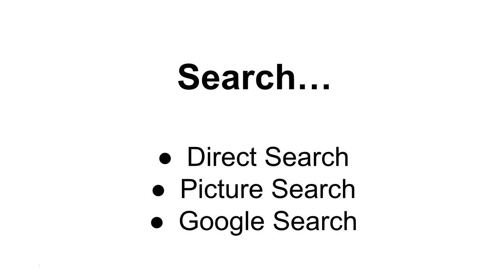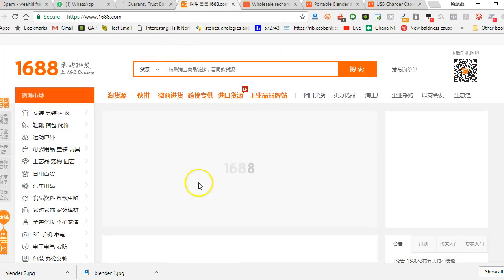Now, the actual searching for this product. There are 3 ways you can search for this product: direct search, picture search, and Google search. Direct search is nothing scientific, nothing extraordinary. For direct search, you can come to 1688.com. It may not just work. Sometimes you search and it throws up something unrelated, but sometimes again, it works as well.